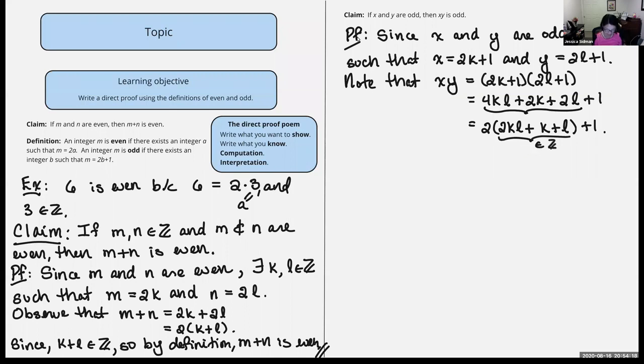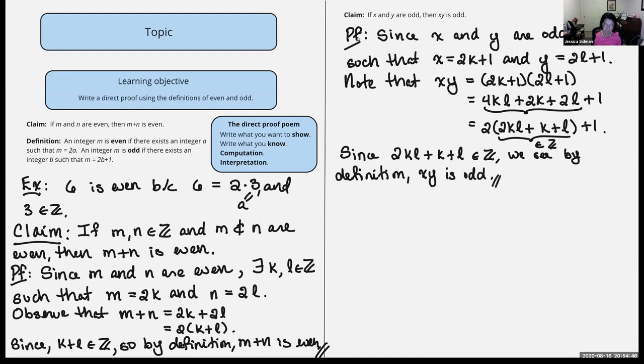So now I can say, since 2kl plus k plus l is an integer, we see by definition xy is odd, okay? Because we really have written xy as 2 times some integer plus 1, and in this case the integer is a little complicated looking. It's that 2kl plus k plus l.